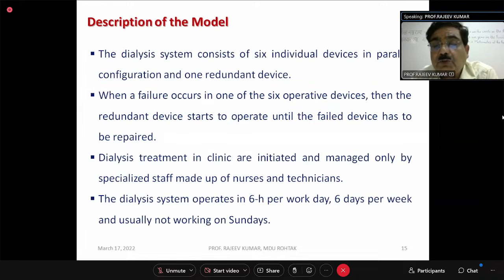If I describe the situation and the model, the dialysis system here consists of 6 individual devices in parallel configuration, and one redundant device. Parallel configuration, you know what that is, as well as one redundant device. So in total there are 7 devices. 6 are online in parallel and one is spare, because we don't want the dialysis system to fail. So redundancy has to be there to have a better dialysis system. When a failure occurs in one of the 6 operative devices, then the redundant device replaces it.